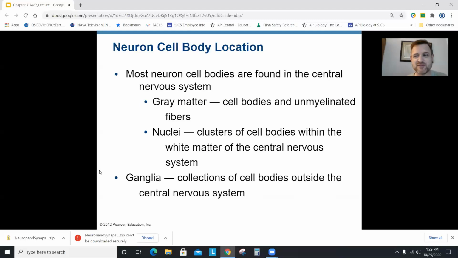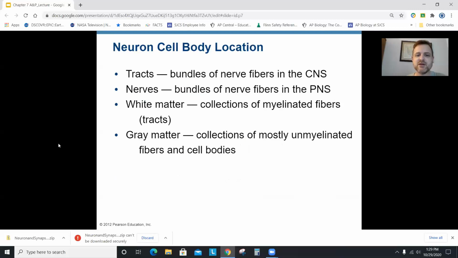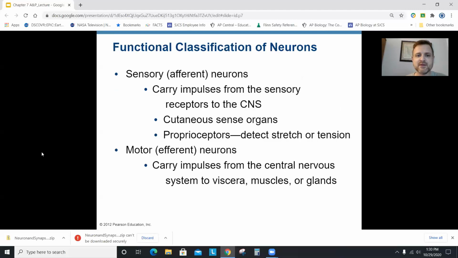A lot of vocabulary in this chapter, right? So tracts versus nerves. Again, picture the cluster of grapes, the cell bodies. They all have axons that come out. A cluster of nerve fibers, if it's in the central nervous system, are called tracts. If it's in the peripheral nervous system, they're called nerves. White matter, again, is what you call axons that are myelinated. They actually look white, and gray matter would be ones that don't have the myelin sheaths. They look gray, and that would include those cell bodies too.